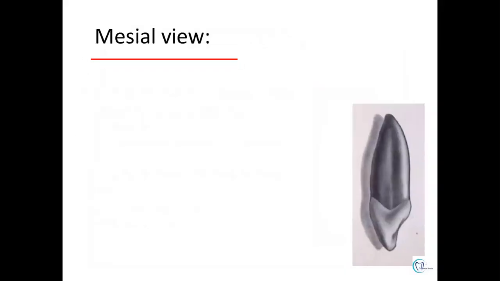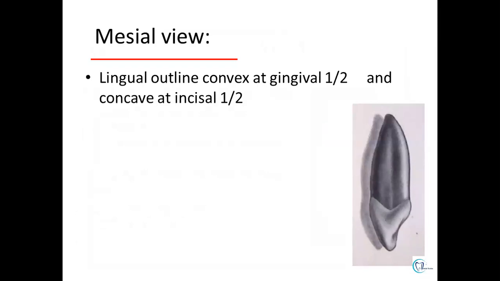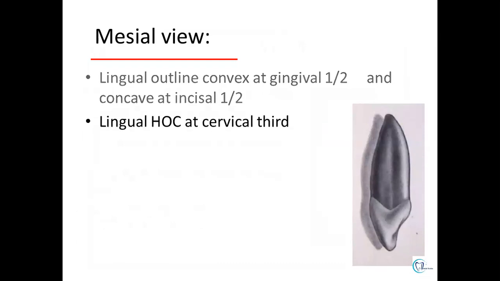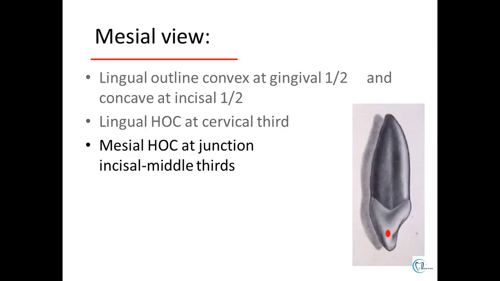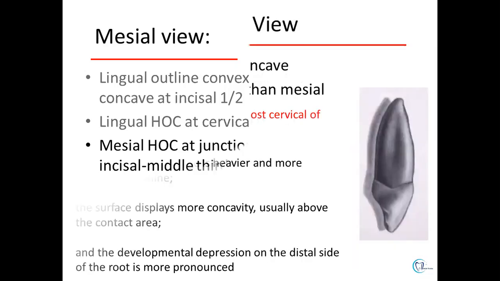When we see the labial outline, it is convex and the height of contour is at the cervical third. In the mesial view, the lingual outline is convex in the gingival half and concave in the incisal half, as you can appreciate in the picture. Also, the height of contour is in the cervical third. So, height of contour lingually and labially from the mesial view is at the cervical third. The crown outline labially is convex, however, lingually it is concavo-convex. The mesial contact is at the junction of the incisal and the middle thirds.